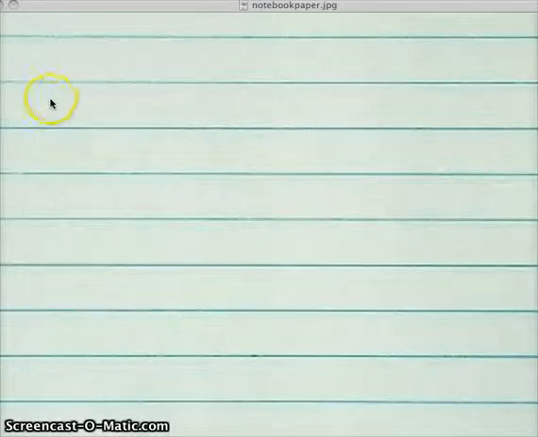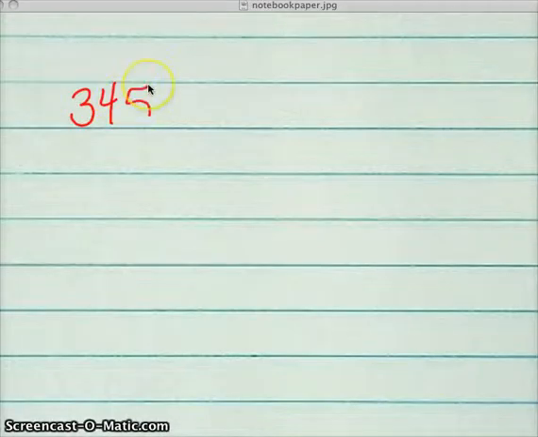Alright, today we're going to be looking at the steps in the long division process. So to start off with, we're going to look at the problem 345 divided by 3.